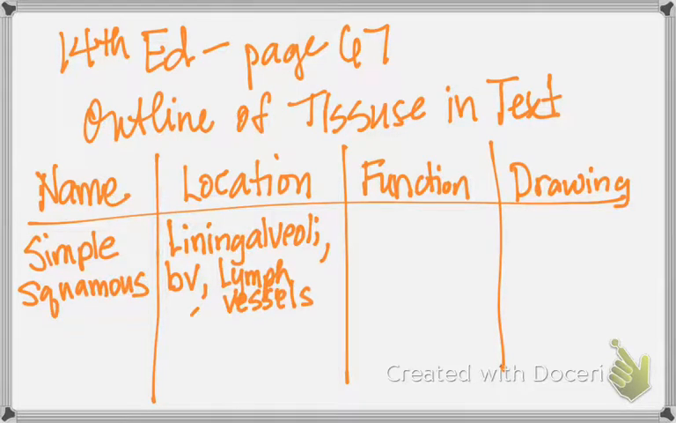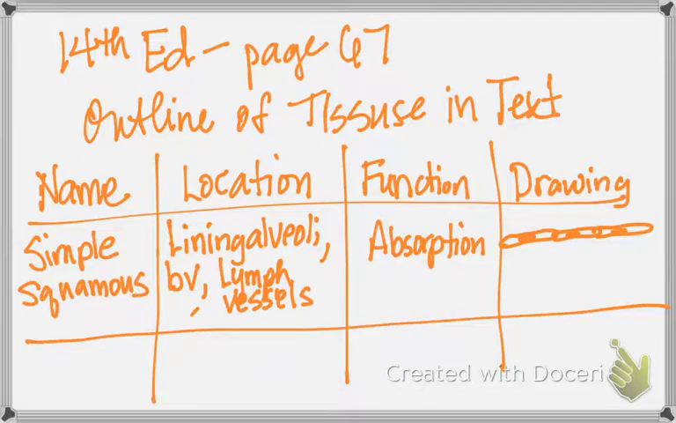Their function is absorption, because they're going to be only one cell layer thick, and so materials can easily diffuse through that membrane. And then your drawing would just be a single layer of epithelial tissues. Then you draw a line. And you could go back to your outline and look at the next one, which is stratified squamous, and same thing, okay? I think this will really actually help you for the test.